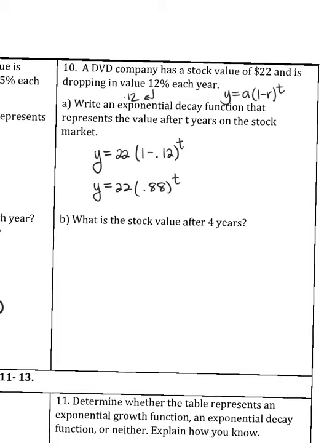What is the stock value after 4 years? We're going to plug in t equals 4 and evaluate. This is money, so we'll round to 2 decimal places. So y equals 22 times 0.88 to the 4th. Remember, we do 0.88 to the 4th first. We always raise our base to the exponent first, then multiply by the number in front. And we get 13.193, which is approximately $13.19.